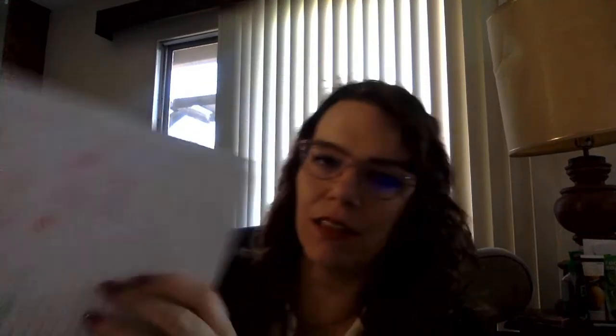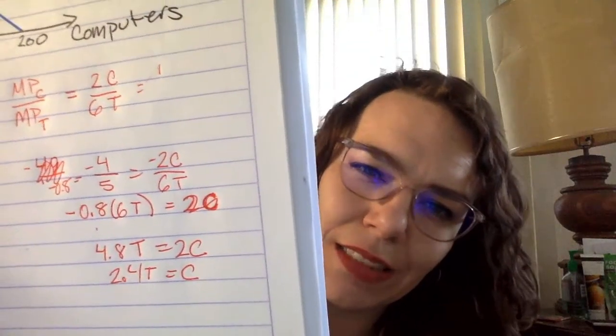Better? Better. So then you just go through and solve, and then you can plug what you get for c into your budget constraint. So negative 0.8 times 6t gives you 4.8t equal to 2c. Divide both sides by 2, and you get 2.4t is equal to c. Make sense? Basically?